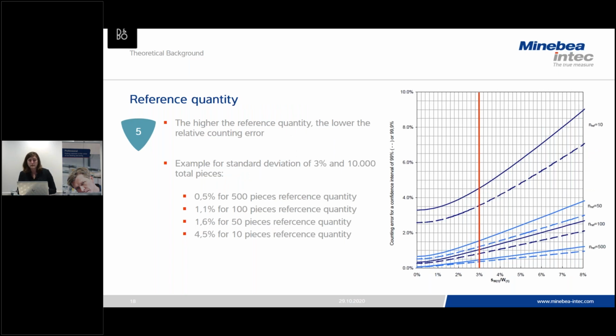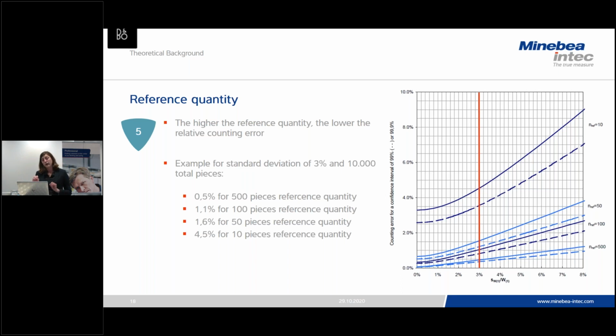So the next influencing factor is the reference quantity. The higher the reference quantity, the lower the relative counting error. For that, I also brought an example. There I again took the same standard deviation of the individual part, so of the screws, which is 3%. And in this example, we want to count 10,000 pieces.